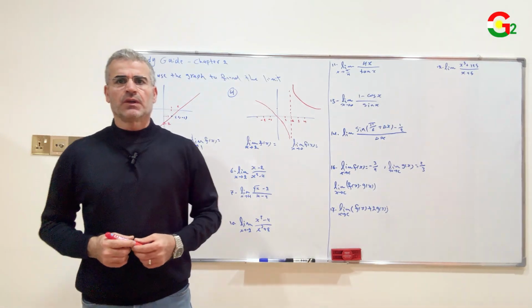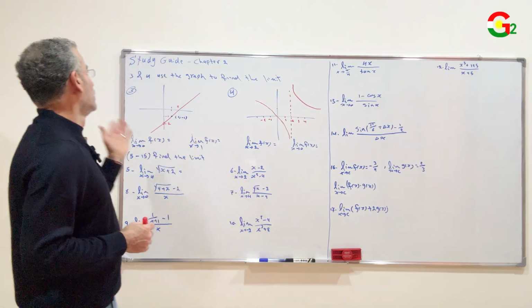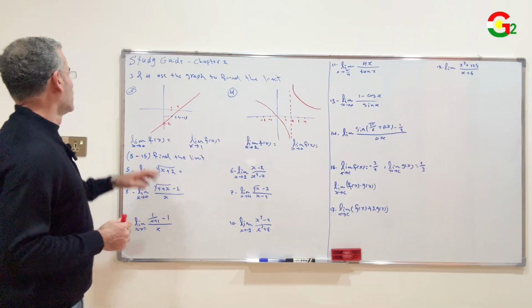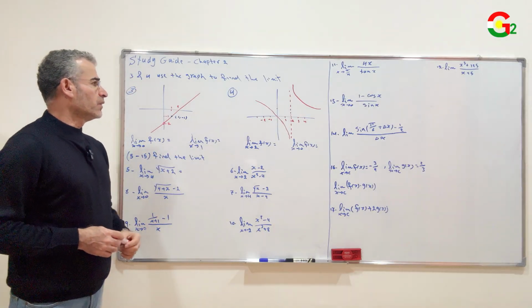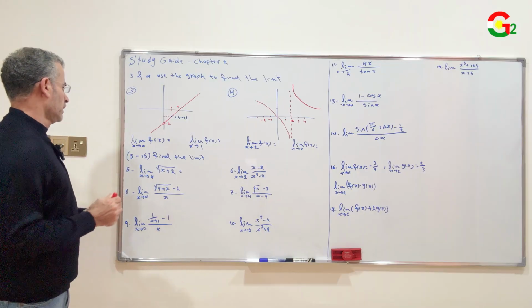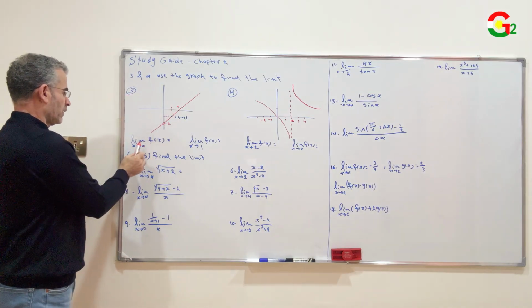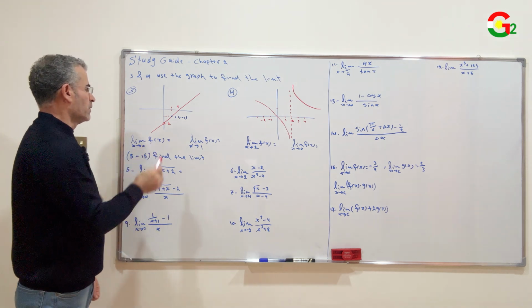Hello everyone. In this tutorial, I will solve the study guide of chapter 2 with test prep. Question number 3 and 4, use the given graph to find the limit graphically. For this graph, question number 3, find the limit of f of x when x approaches 0.